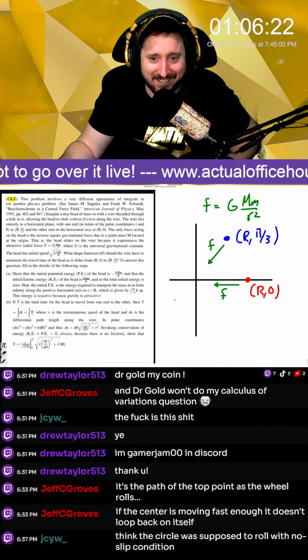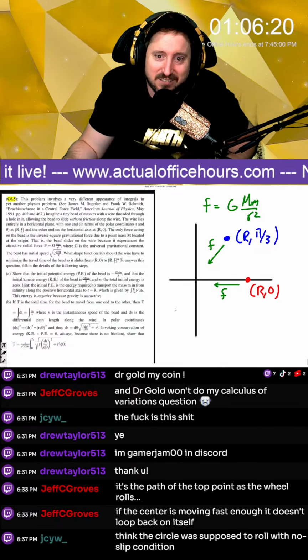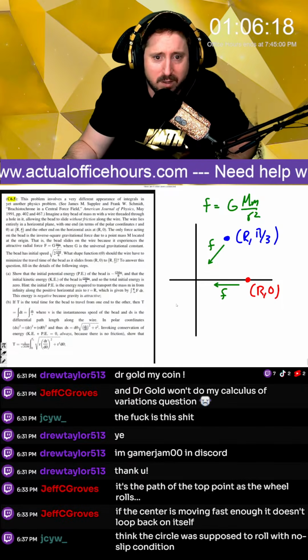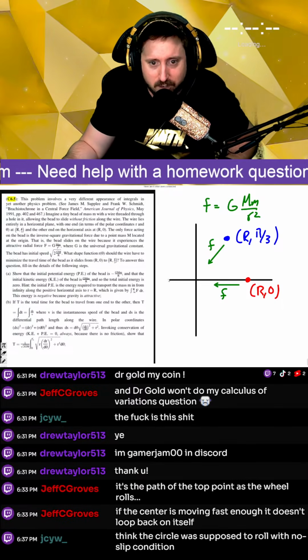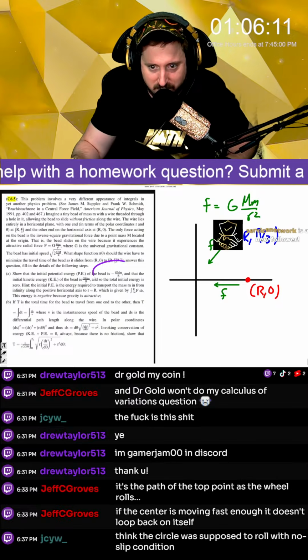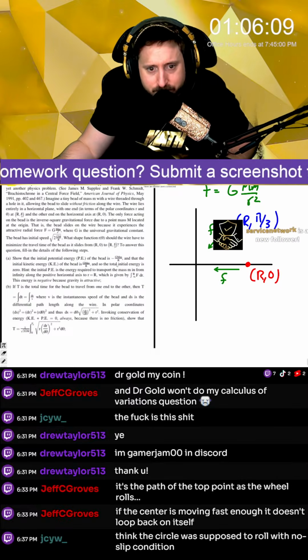And then I'll feel good about myself. The bead has an initial speed, and there's an attractive radial force. Show that the initial potential energy of the bead is equal to negative GMm over R.